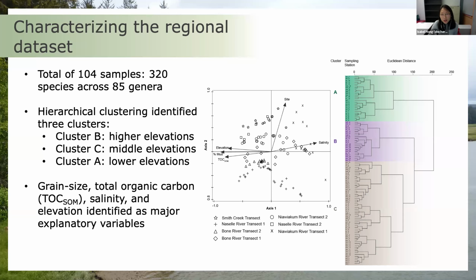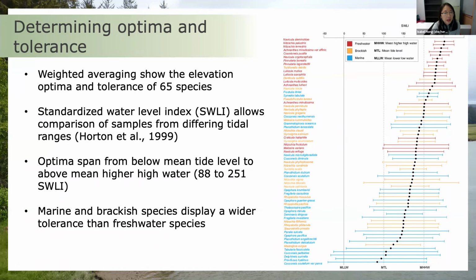And so I wanted to take a different look at the relationship between diatoms and elevation, and that's where I did weighted averaging. I did weighted averaging to determine the elevation optima and tolerance of the diatom species. So looking at the elevation at which each diatom species was most abundant, and then by calculating the tolerance, looking at the range of elevations in which we continue to see that diatom species present.